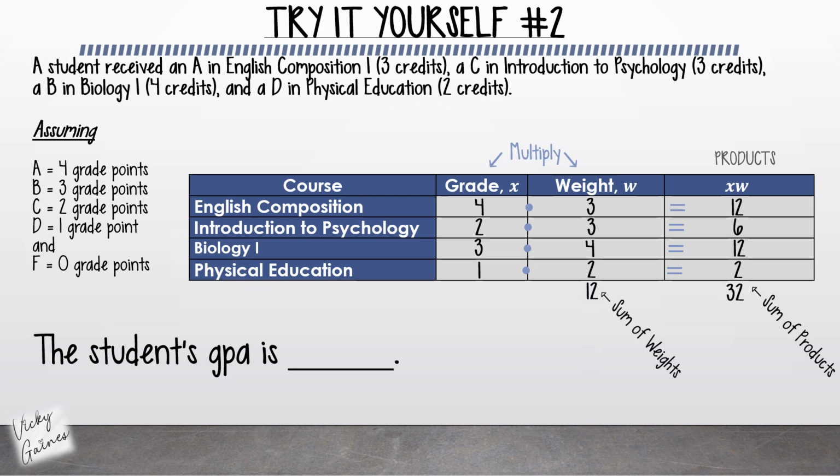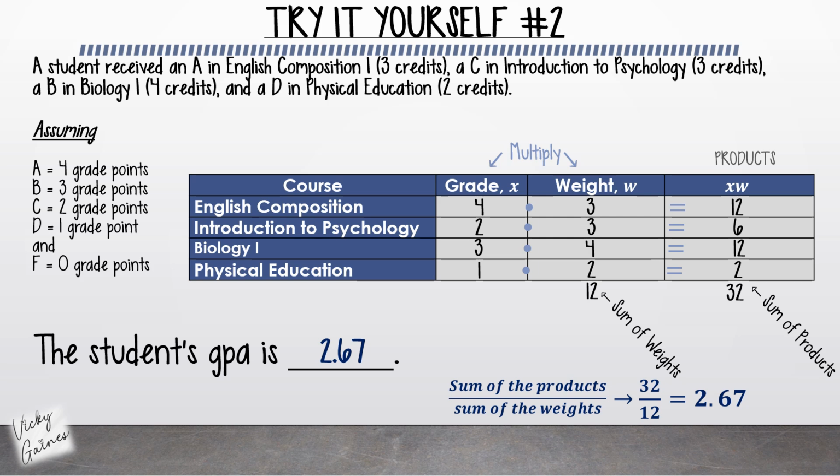Sum of the weights is 12. So they took 12 credit hours that semester. To get the grade, it's the sum of the products divided by the sum of the weights. So 32 divided by 12 is a 2.67. So that's the GPA for that semester.